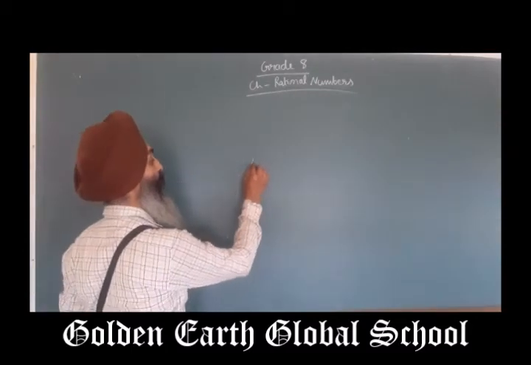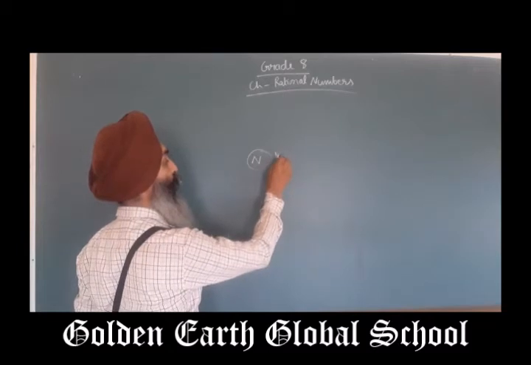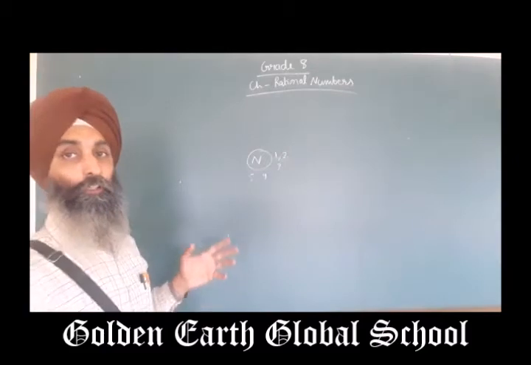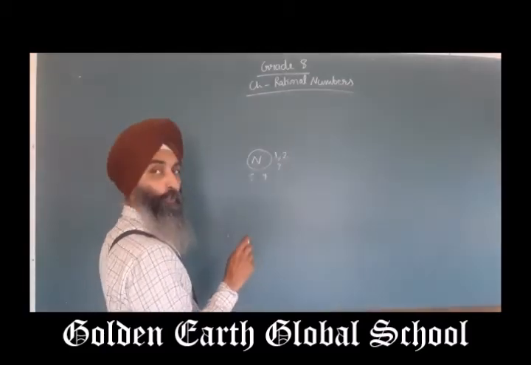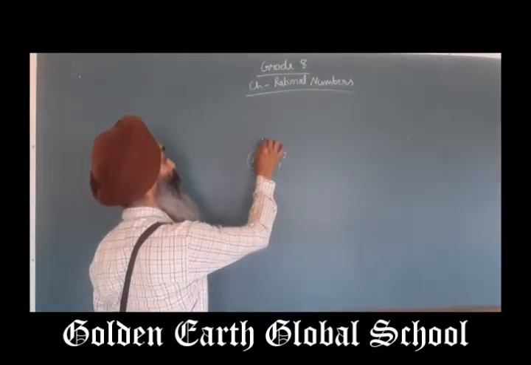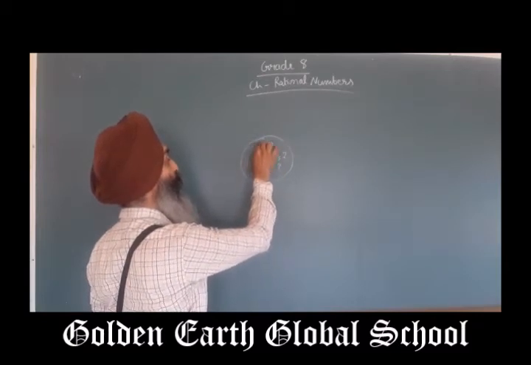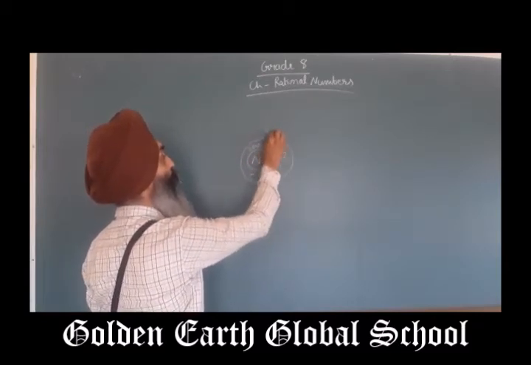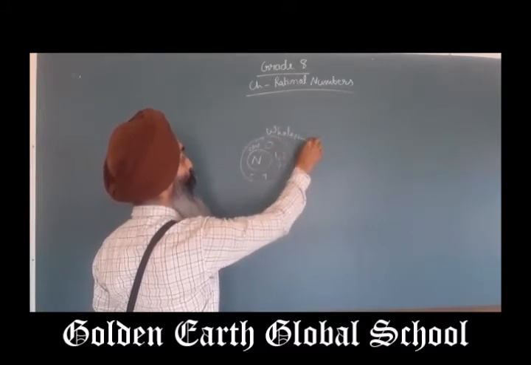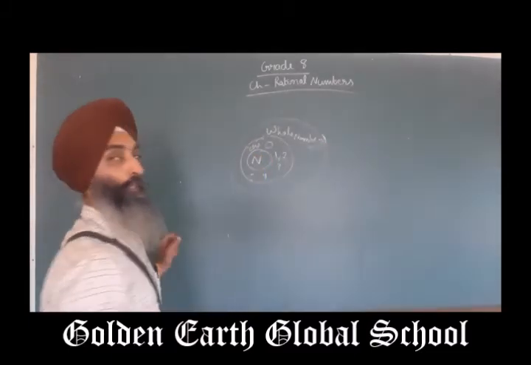So we know what natural numbers are. Natural numbers are the counting numbers, 1, 2, 3, 4, 5. These are called natural numbers. And what are whole numbers? All natural numbers including 0. If you include 0, then they become your whole numbers. So whole numbers include all natural numbers. Whole number में सारे natural number आ जाते हैं.